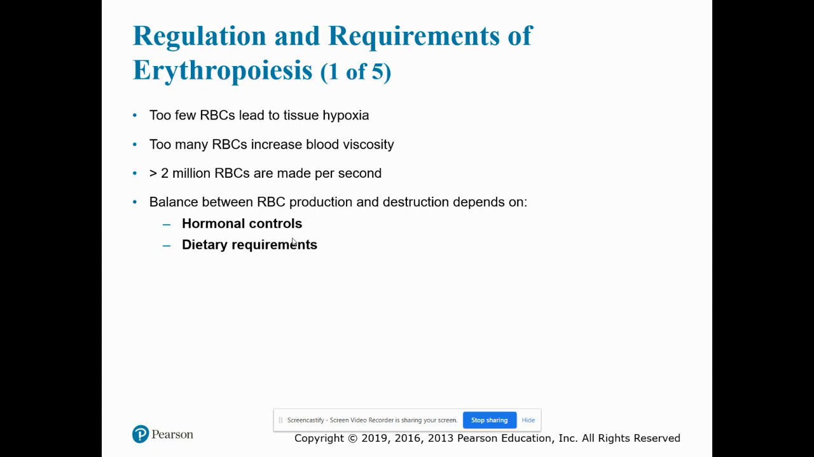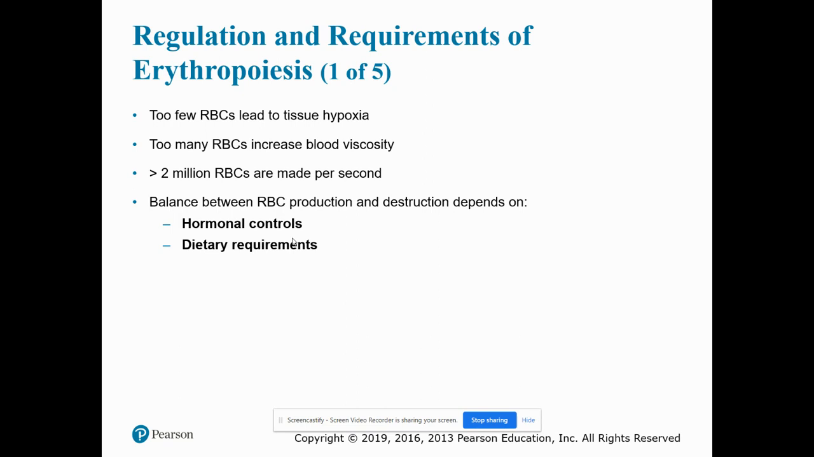So we have the regulation and requirements of erythropoiesis. Too few red blood cells can lead to tissue hypoxia, that's low oxygen levels. And too many can increase blood viscosity, because you're putting more formed elements in a fluid, and that's literally just going to increase the viscosity, which is possibly going to put a strain on the heart.